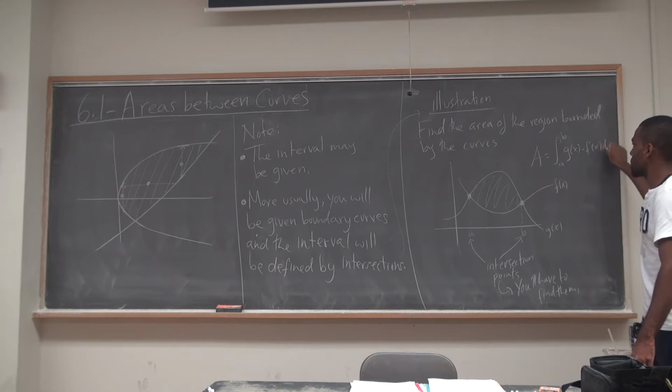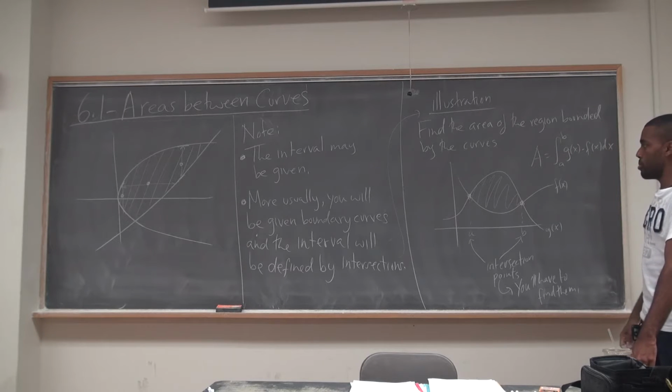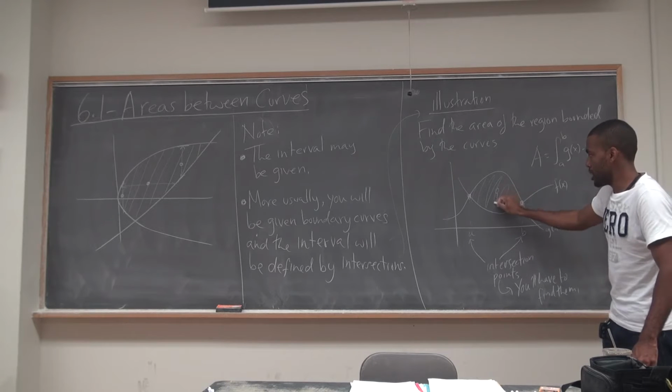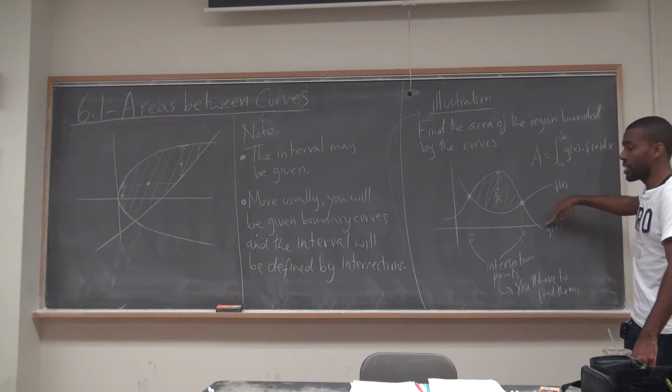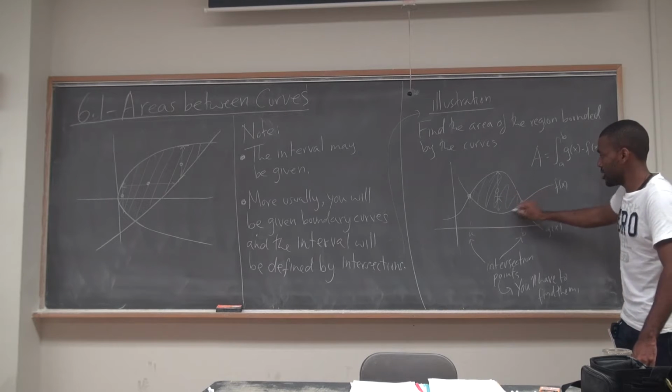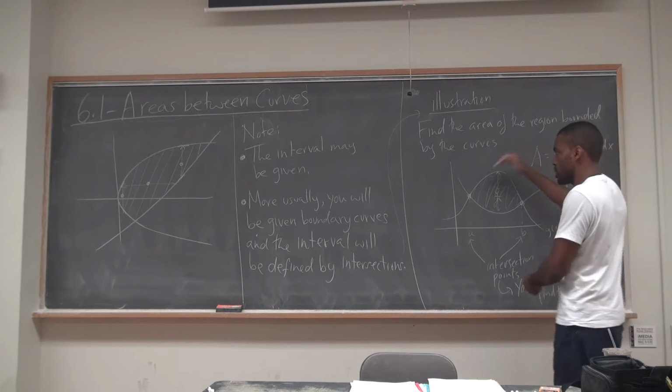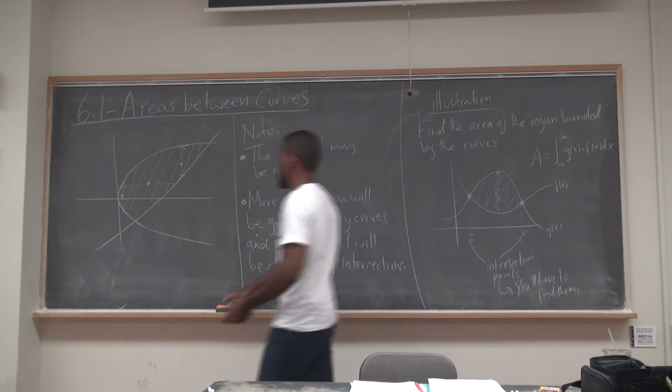Top minus bottom, right? Pretend you're a little man trapped into the side of this thing, look up to the ceiling, who are you looking at? You're looking at g. You look down on the floor, you're looking at f, right? It's always top minus bottom.